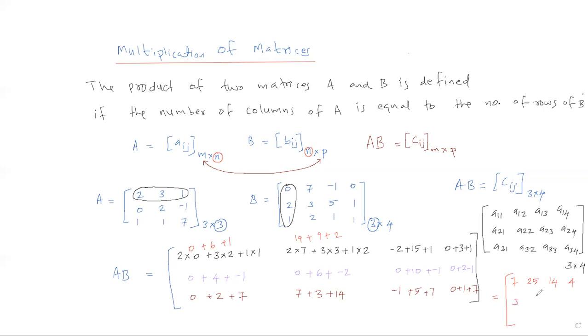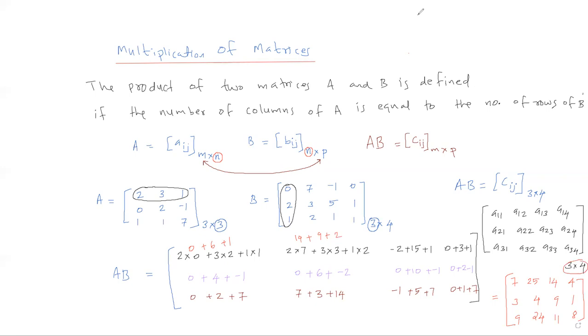3. 6 minus 2, 4. 10 minus 1, 9. 2 minus 1, 1. 7 plus 2, 9. 7 plus 3, 10; 10 plus 14, 24. 7 plus 5, 12; minus 1, 11. 7 plus 1, 8. Here is your answer. Look at the dimension, it is 3 by 4.